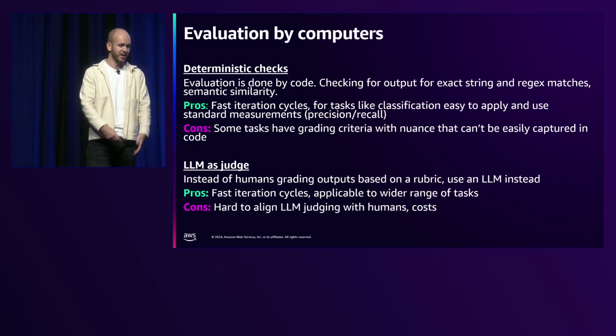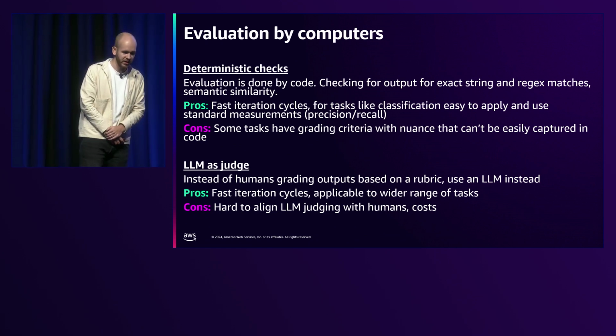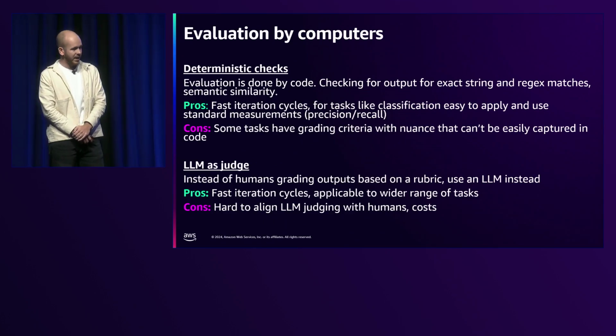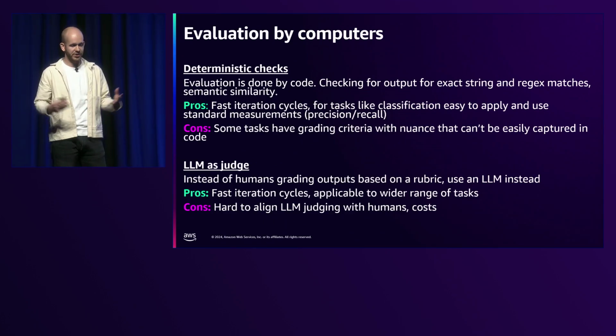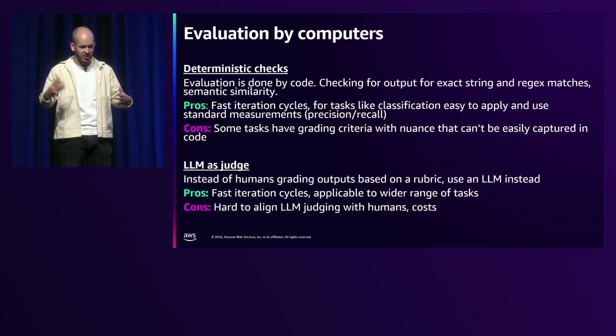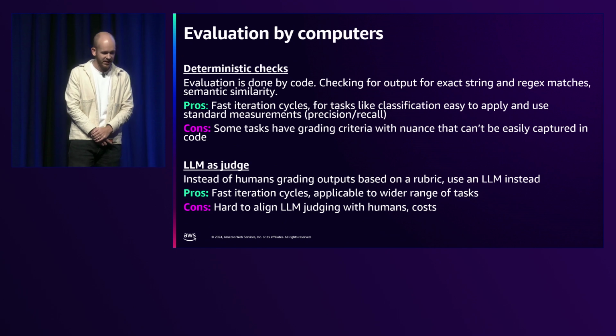You write a new prompt, you run your checks on it, you get a score, a couple scores, you know if things are improving or getting worse. Works well for things like classification. But of course, it can be hard for some tasks, like, I don't know, you're building a chatbot, you're building something that requires some creative writing. It can be hard to capture the nuance of that task in code.